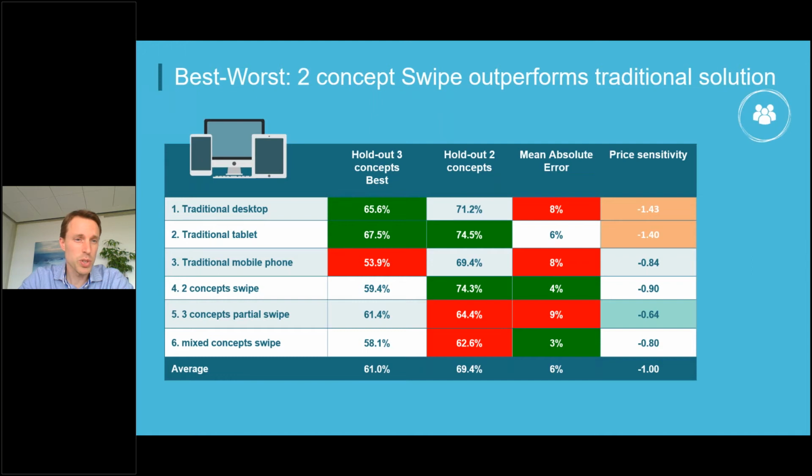But we saw that the three concepts partial swipe was especially low, and that was one of the risks that we had in the beginning. Partial conjoint reduces the importance of price, and we see that here as well. So that only at -0.64, so that was really the lowest here.